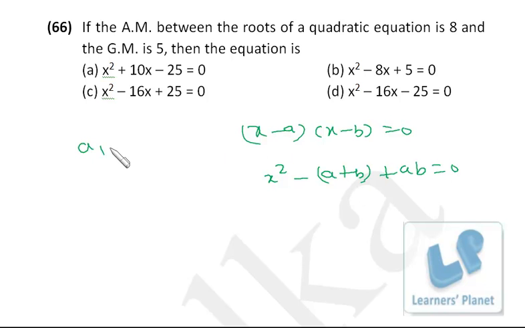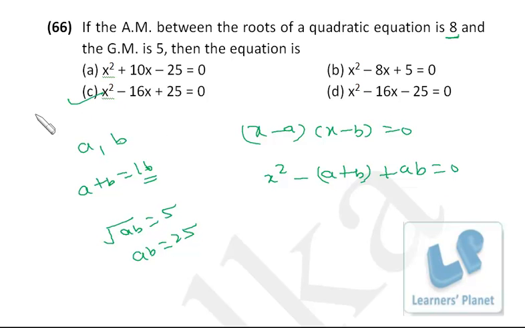Now a and b are roots. Arithmetic mean is 8, right? AM between the roots is 8. That means a plus b by 2 is 8. That means a plus b is equal to 16. Geometric mean is 5. That means root ab is equal to 5. That means ab is equal to 25, right? So ab and a plus b we can put over here. So we'll be able to get the equation. So a plus b must be 16 and ab must be 25. So precisely your equation is x square minus 16x plus 25. Pretty simple. Looks to be tedious, but it's really simple.